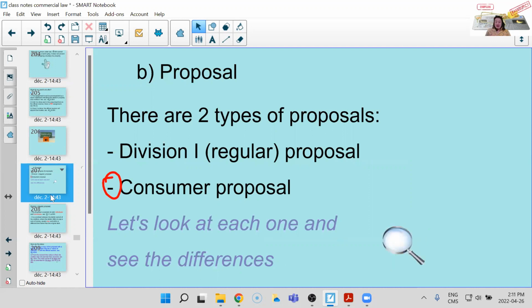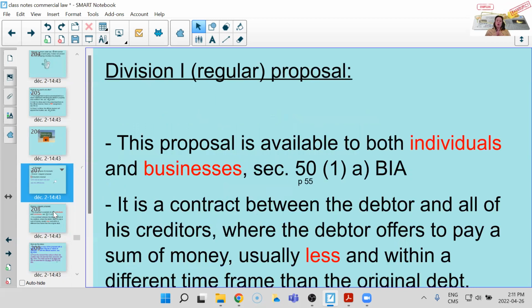So basically, in the next few slides, you're going to have the details of the Division 1 proposal. I'm not going to go through all the steps for the Division 1. I'll explain in general what it is. We'll look at the article in the BIA that talks about it, but it's very technical, very rigid as a type of proposal. But what can I tell you about it?